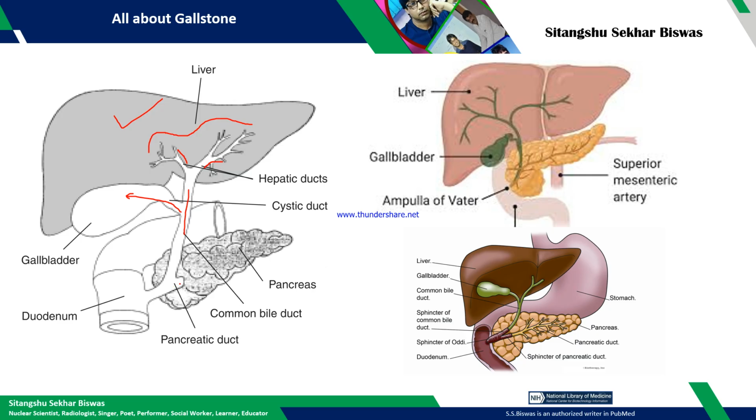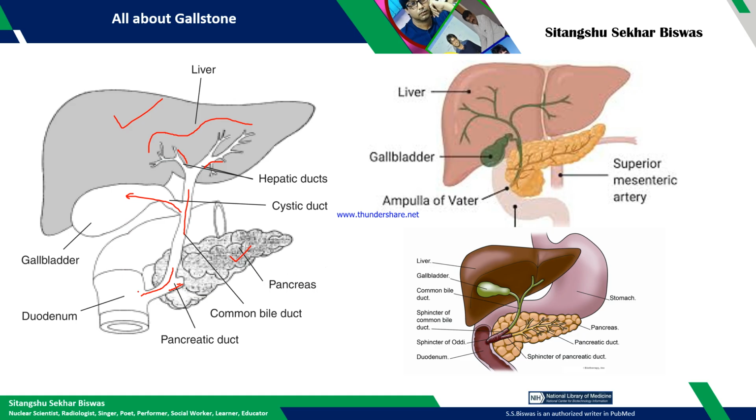Then this is the pancreas, and this is the pancreatic duct, and those are joined together and connecting with the duodenum, and that opening is called the ampulla of Vater. You know all these things. This detailed anatomy I have already explained in the earlier lecture.